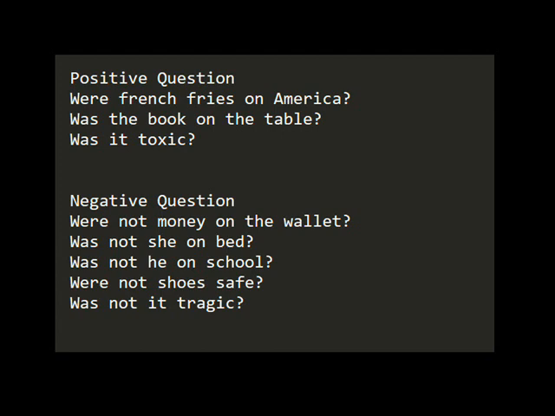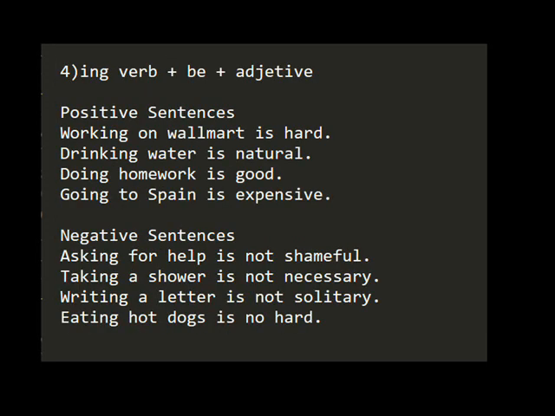Was it toxic? Negative questions. Were money on the wallet? Wasn't she on bed? Wasn't he on school? Weren't you safe? Wasn't it toxic? Wasn't it tragic?